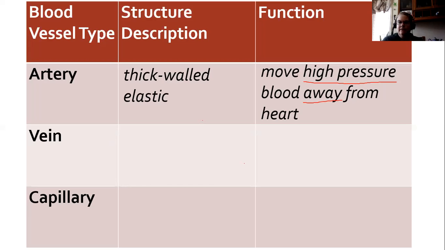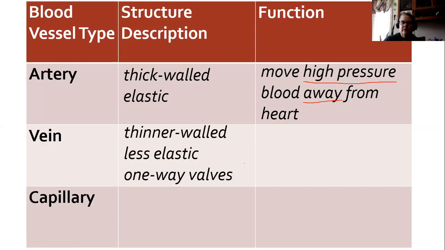Okay, a vein is thin-walled. So a vein has thin walls, and there's low pressure blood in a vein, not high pressure. It's less elastic, and a vein has a specific feature in it that arteries don't have. So it's thin-walled, it's less elastic, and what special feature is within a vein? Exactly, we have valves in our veins. We want to remember that, right? Valves are in our veins. So thinner walled, less elastic, and one-way valves.